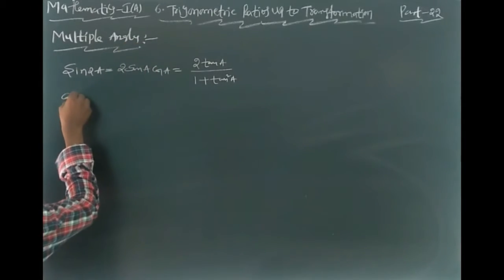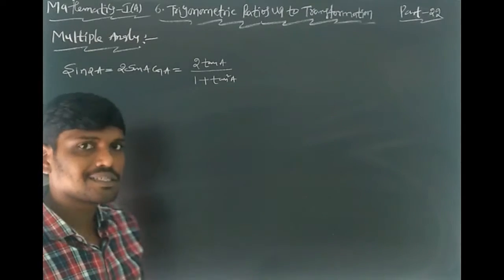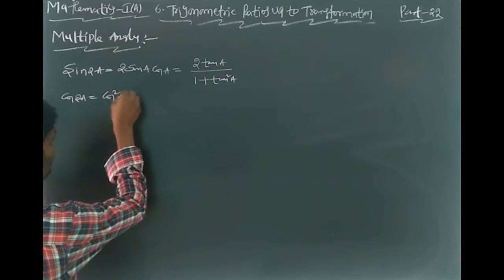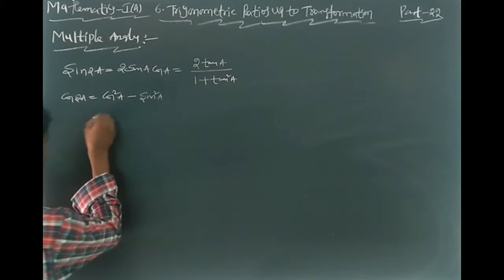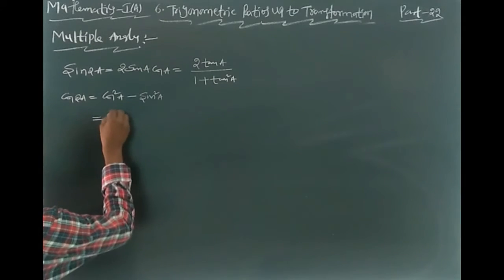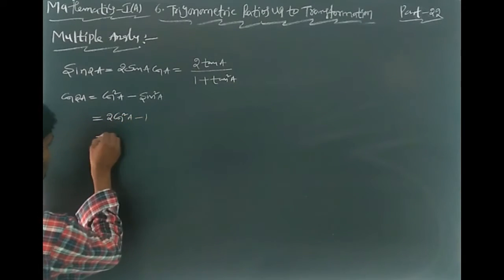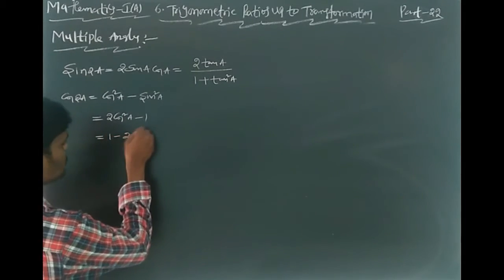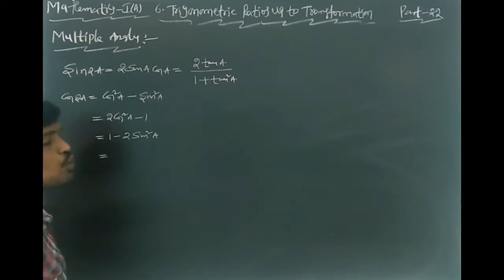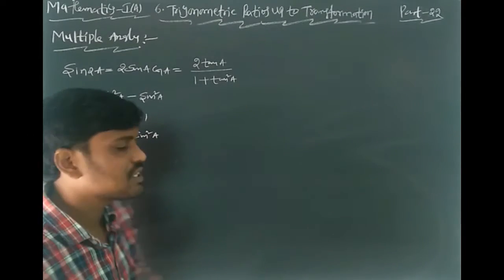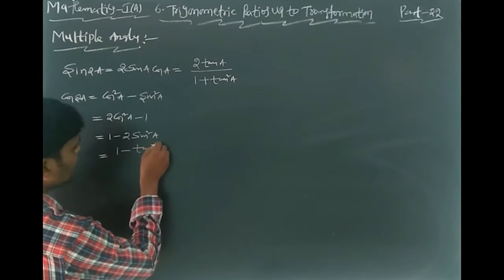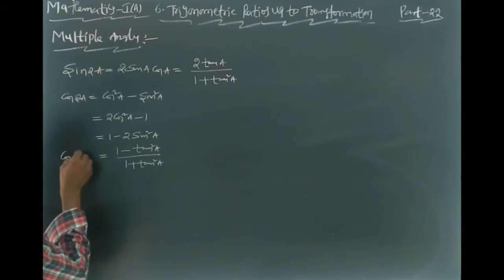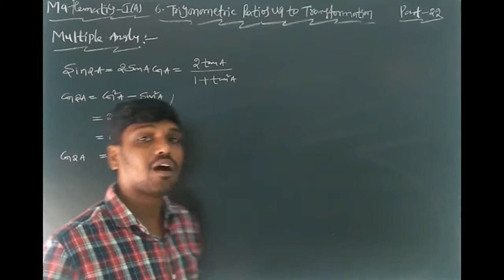Next, cos 2a. Cos 2a has a total of 4 formulas. First, you can write in terms of cos and sin: cos square a minus sin square a. Next formula is in terms of cos: 2 cos square a minus 1. Next formula is in terms of sin: 1 minus 2 sin square a. After that, in terms of tan: 1 minus tan square a by 1 plus tan square a. These 4 formulas belong to cos 2a.